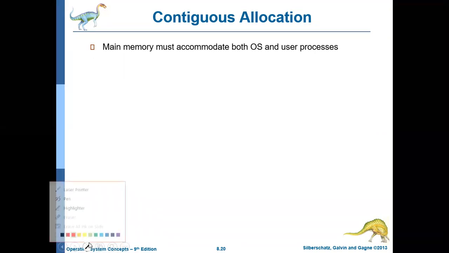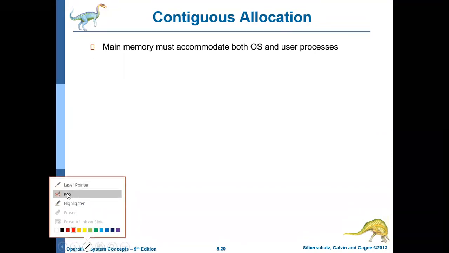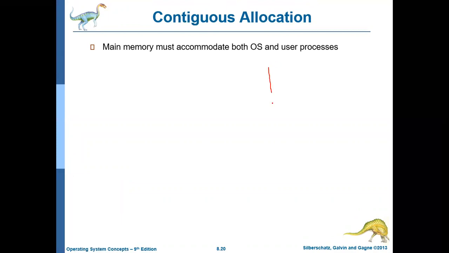Typically, the operating system will be stored in the lower address, along with the interrupt vector table. The lower address may start either from here or from here. For our convenience, let us assume that the lower address starts from here: 000, this is the lower address.